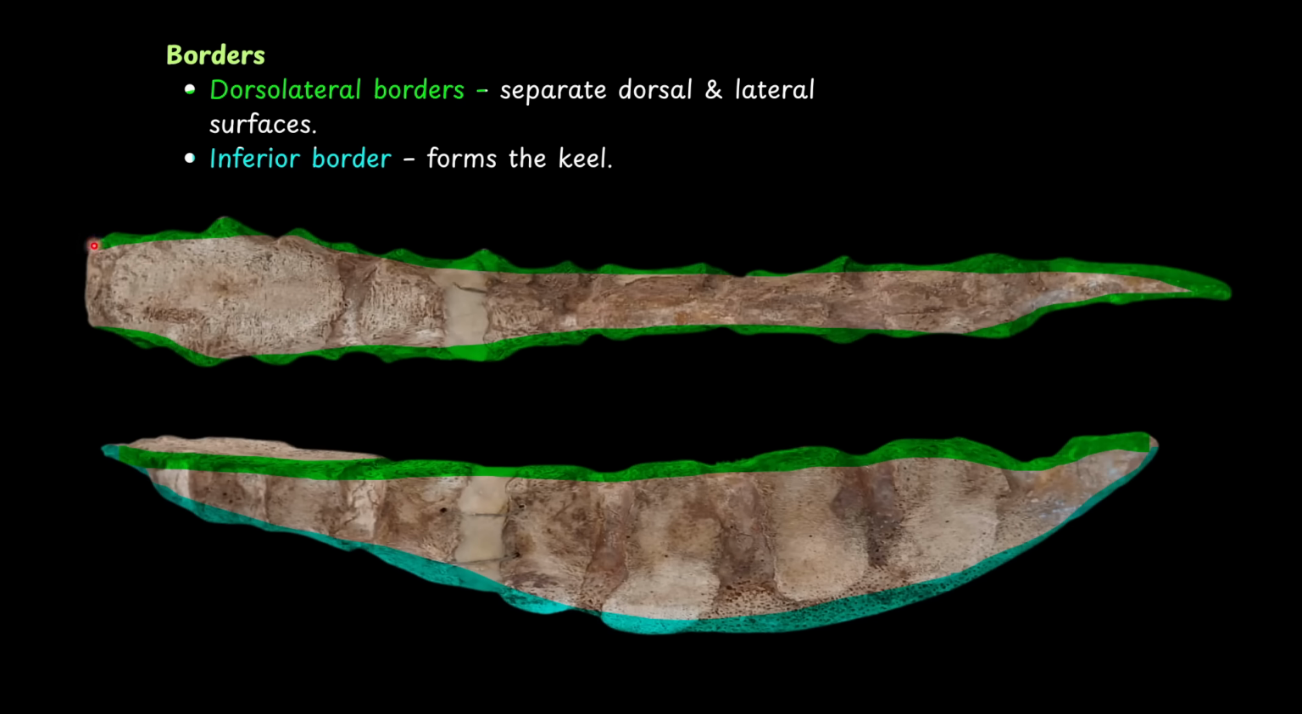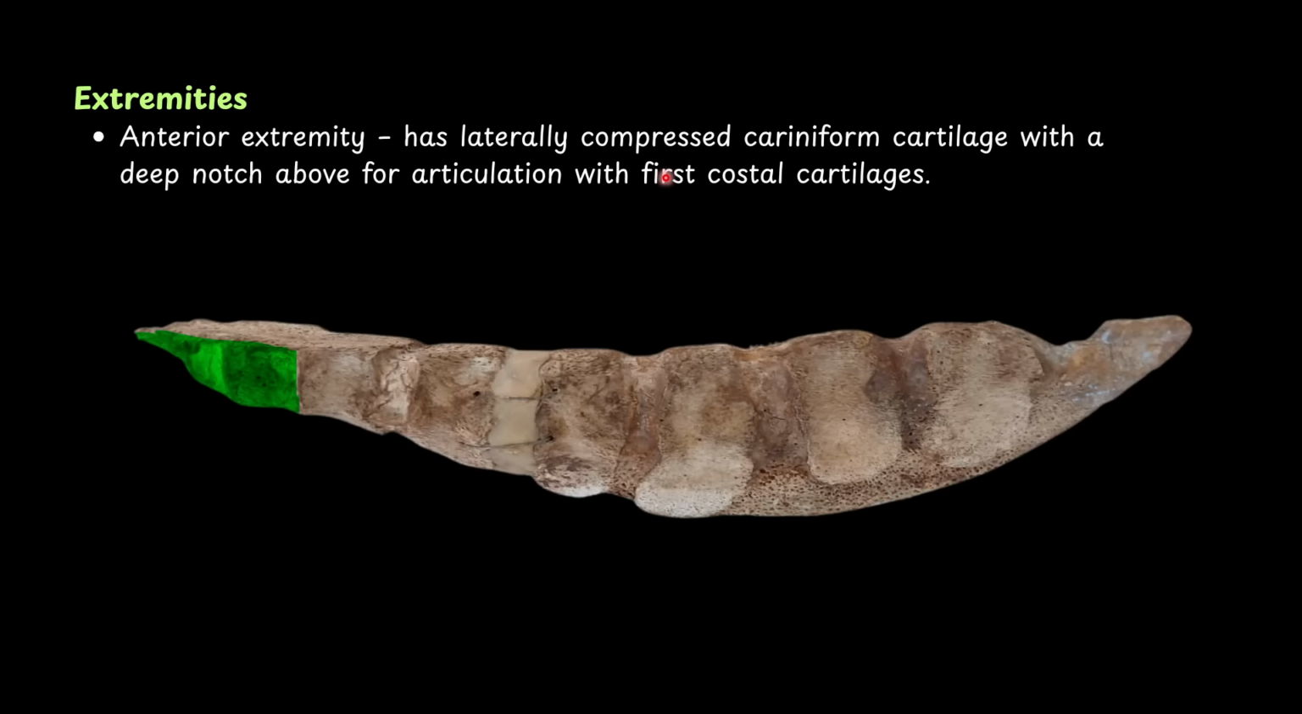These two are the dorsolateral borders, between the dorsal surface and the lateral surface. So there are 2 dorsolateral borders and the inferior border, or ventral border. It forms the keel of the bone. Extremities: this is the anterior extremity, a laterally compressed cariniform cartilage with a deep notch above for articulation with the first costal cartilage.